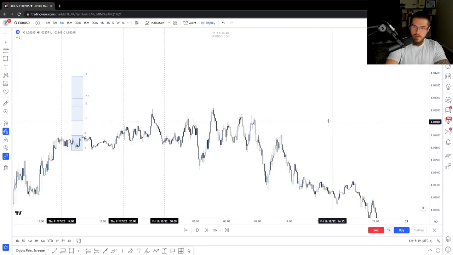So this isn't necessary. This is like the SMT divergence. You can just look at this as an added confluence. Hey, if you're looking for a sell and the market just traded at 2 standard deviations, then you have higher probability circumstances than if it didn't.